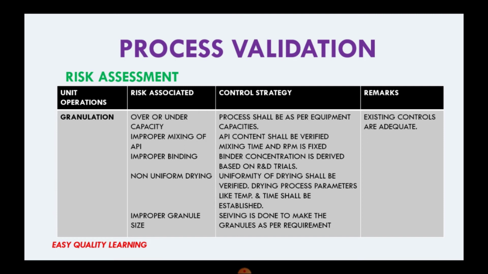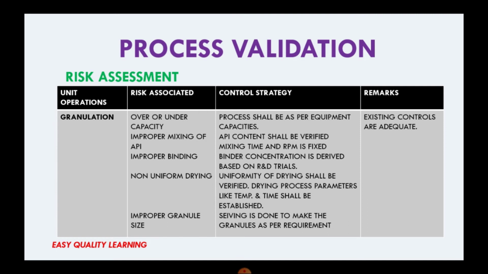So this is the risk, and to mitigate it, what is our control strategy? API content shall be verified. We are verifying the API content during dry mixing, and mixing time and RPM are fixed, so we have fixed our critical process parameters also. Then improper wetting can occur. For this, binder concentration is derived based on the R&D trials only. We have already done the R&D trials, and it is established that this binder concentration is adequate.